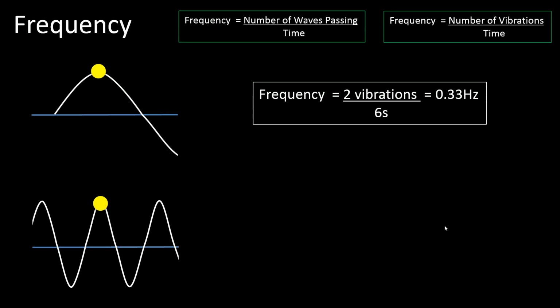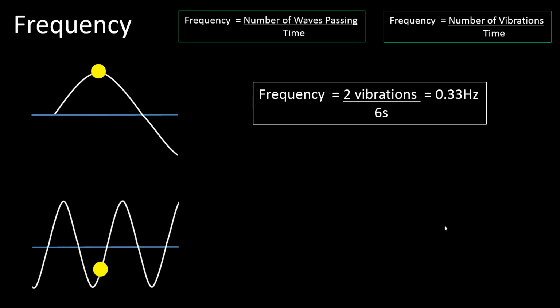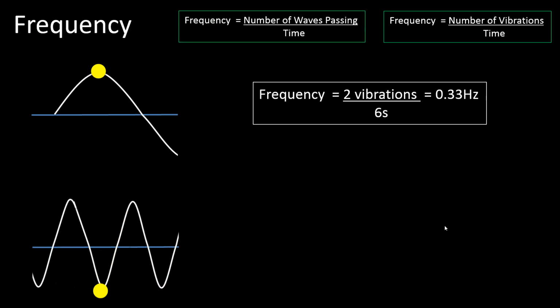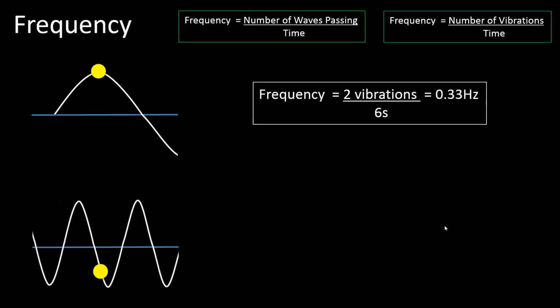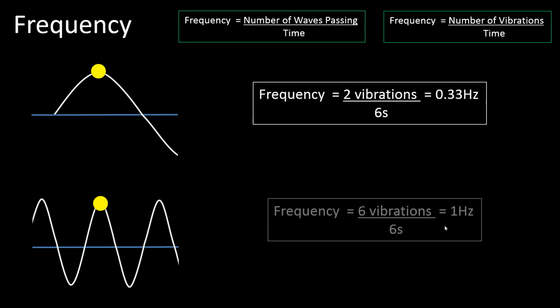Okay, so this wave's going to go at the same speed to the right as the previous one, but because the waves are shorter wavelength, that will mean more waves passing in the same amount of time. So here we go. 1, 2, 3, 4, 5, 6 waves passing this time in the 6-second period. And unsurprisingly, that gives us a frequency of 6 vibrations divided by 6 seconds, which is 1 hertz. Okay, 1 vibration per second.